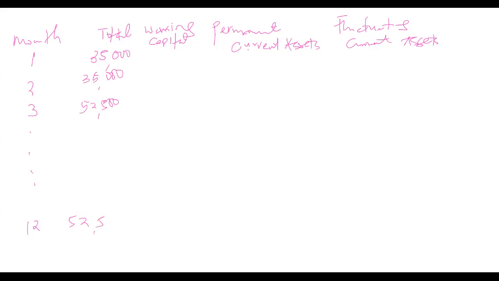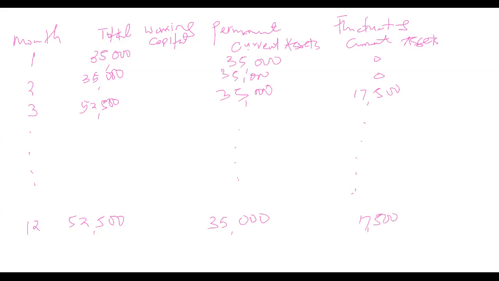So 52,500 for December. Looking at all those months, the minimum investment in working capital seems to be January and February, which is 5,000. So permanent is 5,000, the minimum, all through to the month of December. Fluctuating is extra. Therefore January you have 0, February 0. Month of March, the extra, we simply subtract, we get 17,500. The same applies for all the other months, all the way to December, 17,500. Then you can get the total.